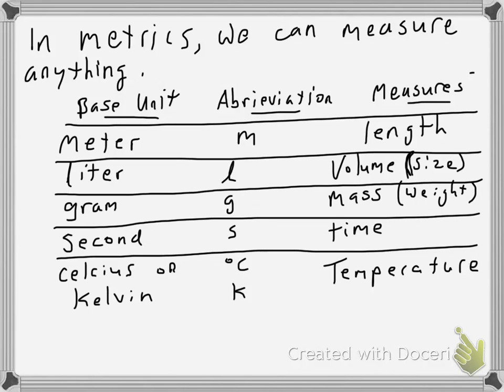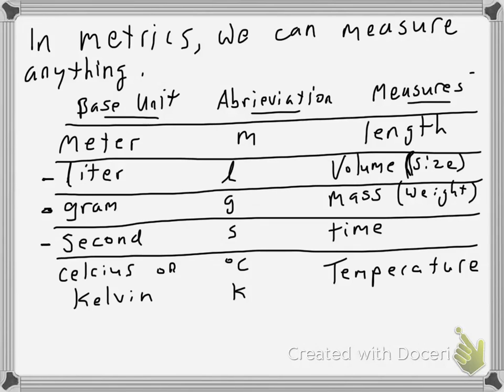After length, we've also got liters, which are abbreviated lowercase l, and they measure volume, which is another way of saying size or how big something is. We have grams, which is a lowercase g, and grams measure mass, which is sort of the same thing as weight. As long as we're staying here on Earth, mass and weight are kind of the same thing. We can measure seconds, which is a lowercase s, and that measures time.